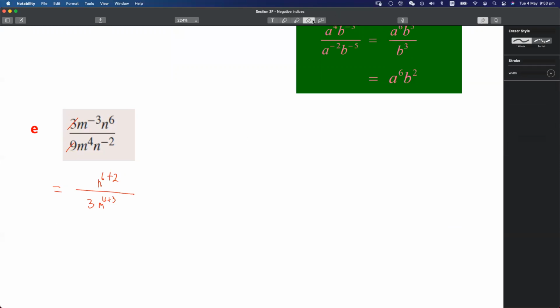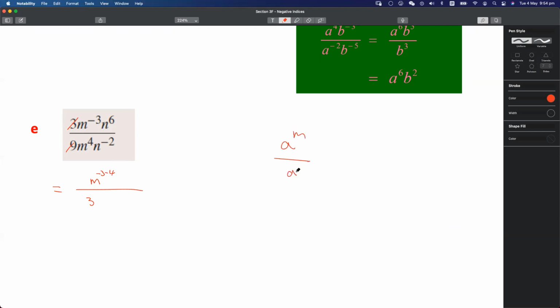Actually, I think it might be easier to simply apply index laws. 3 over 9, that's 1/3. 3 on the bottom. And then m to the power negative 3, and m to the power 4. So divide by m to the power 4, that's minus 4, because a to the power m over a to the power n is a to the power m minus n.